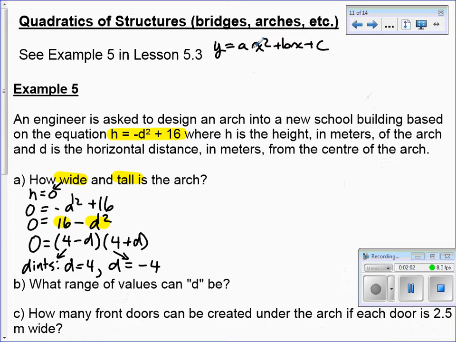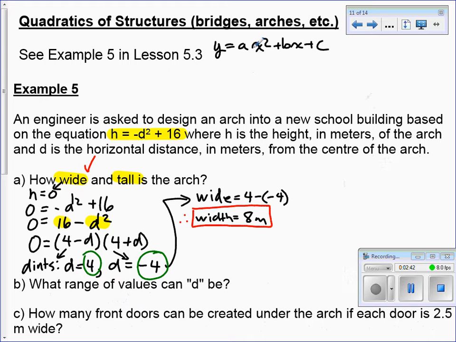Now, once we've done that, remember, it's asked us how wide this thing is. So let's go and do that. In order to calculate how wide something is, we're going to take the rightmost value, which in this case is 4, and subtract negative 4 from it. That'll give us a positive value for our distance. In this case, the width of our arch is going to be exactly 8 meters. So there we go, we've figured out how wide our arch is.